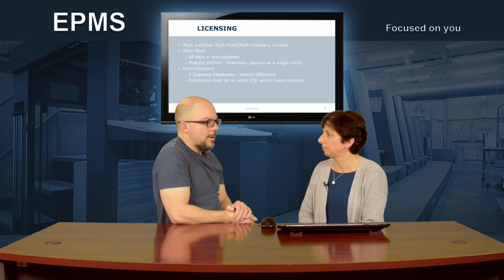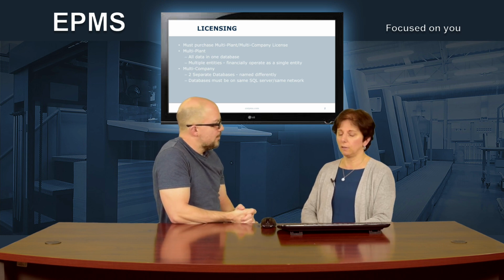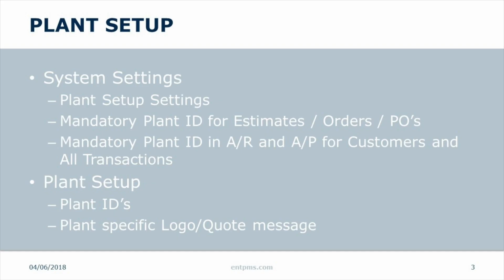All right. So maybe if we look at multi-plant a little bit more, how would we set up the plants in Enterprise? Let's take a look. I'm just going to go over the slide here first, and then we'll take a look in Enterprise. There are some system settings. There are some plant setup settings where you can set up the individual plants. And then there are settings to turn on multi-plant and to set a code that we use for the cost center numbering. We'll go over that in a few minutes.